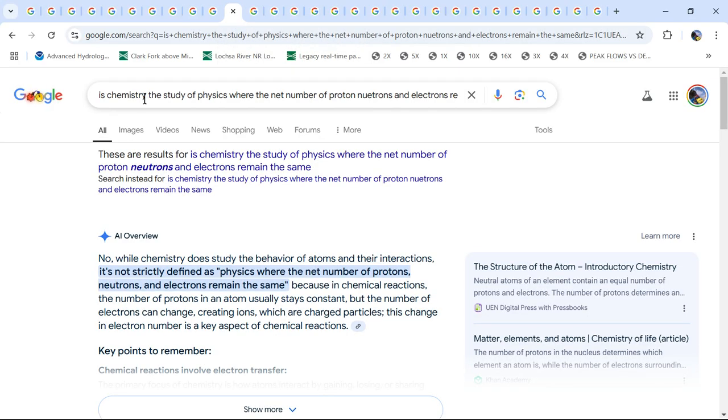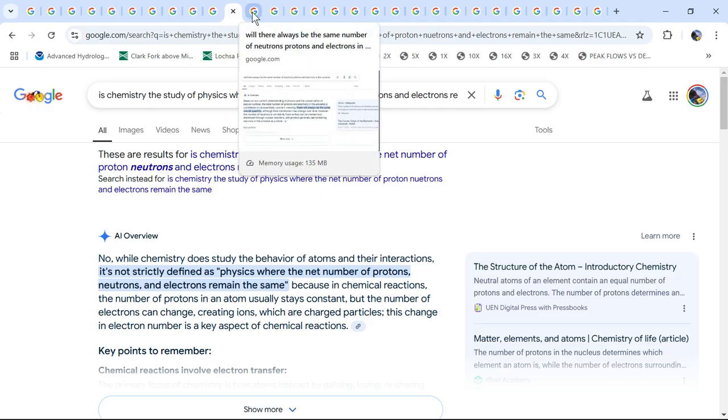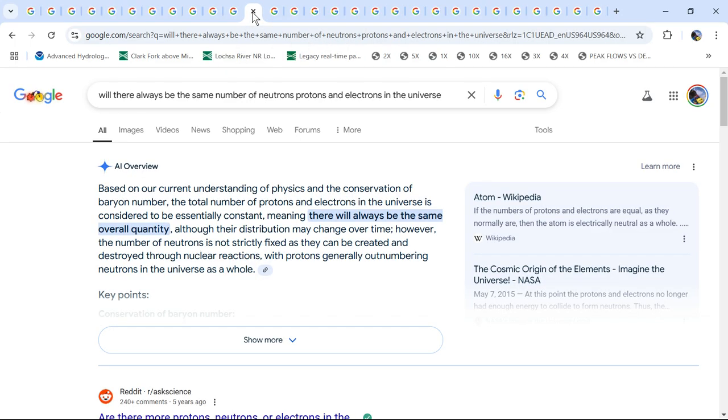Okay, is chemistry the study of physics where the net number of protons, neutrons, and electrons remain the same? And this says no, because in chemical reactions, the number of protons in atoms usually stays constant, but the number of electrons can change, creating ions. But this really didn't answer my question. I was more interested in it because I sometimes don't know what the fundamentals of the universe are, so we'll get to that in another question.